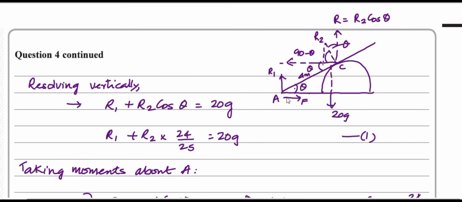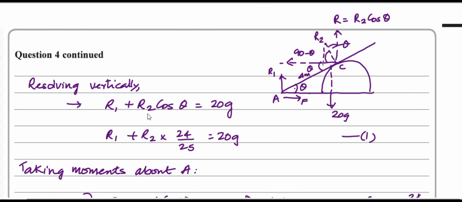Suppose the question also asked you about the new reaction force R1 at A when the center of gravity moves towards A. Then what will be right? You can see from this equation that R1 plus R2 cos theta remains a constant 20g because the weight of this ramp is not going to change if the center of gravity moves here. It's still going to be 20g.